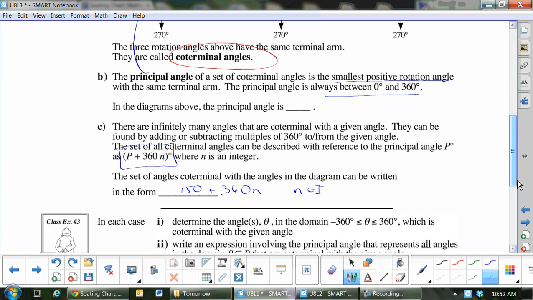To turn 360 degrees puts you right back where you started.